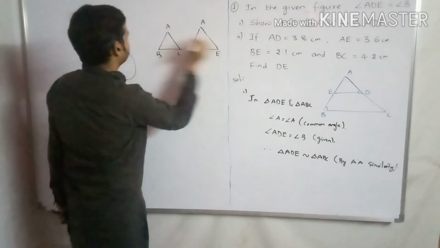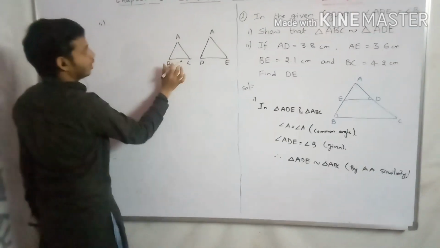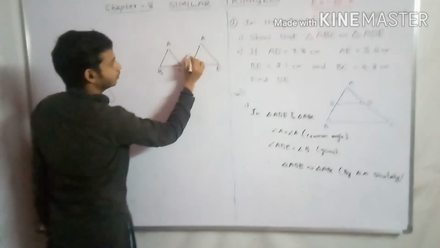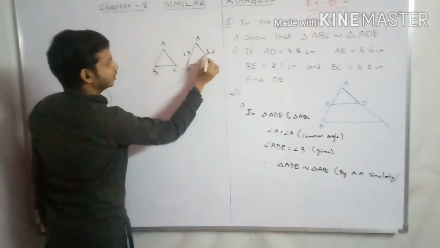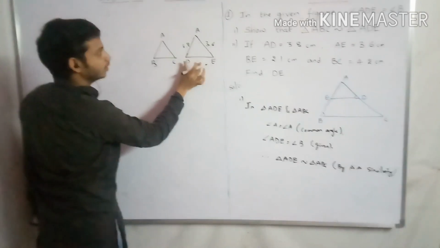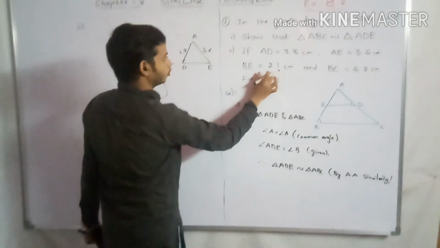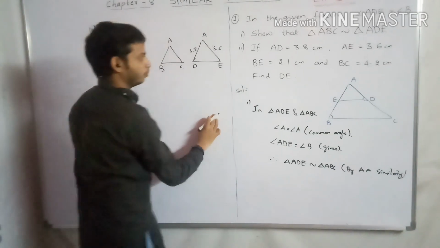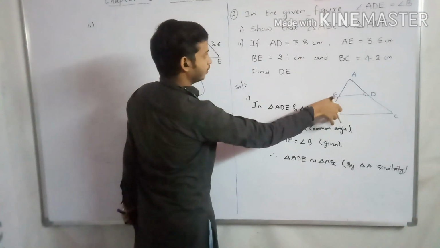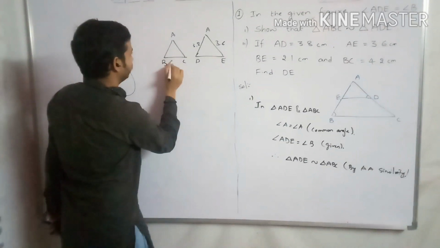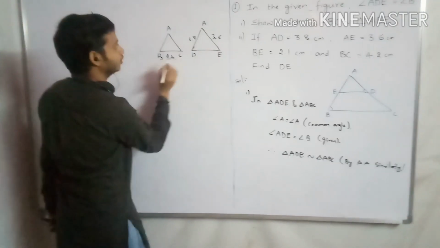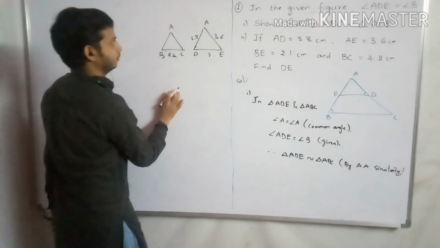In the second question, it is given that the value of AD equals 3.8 and AE is given as 3.6. BE value is 2.1 and BC value is given as 4.2. So BC value we have as 4.2 centimeters. Find the value of DE.